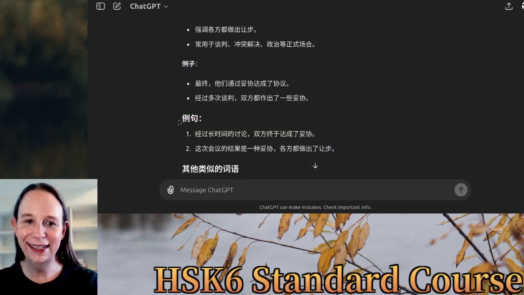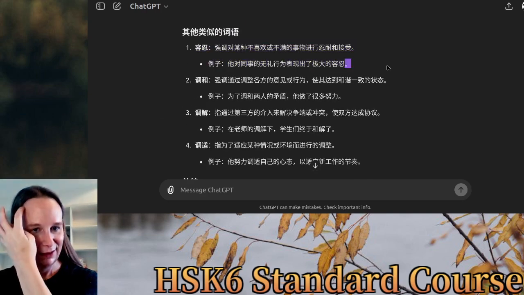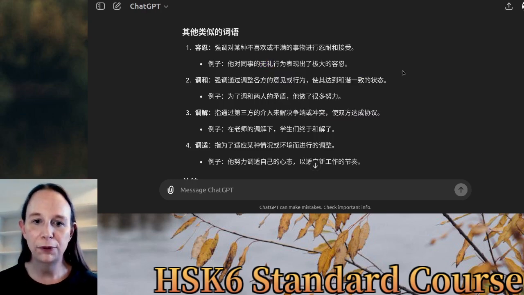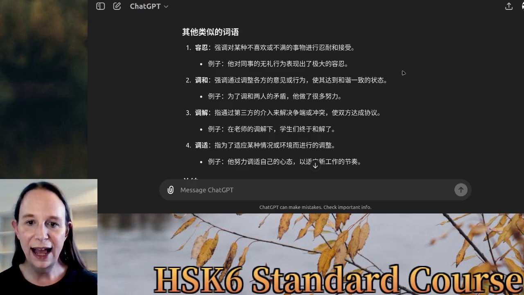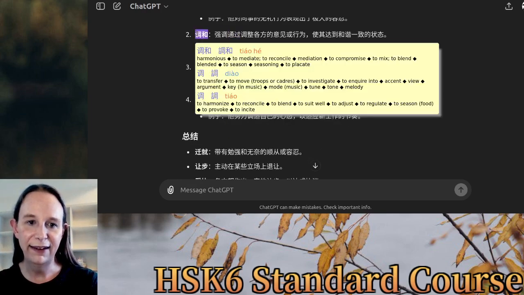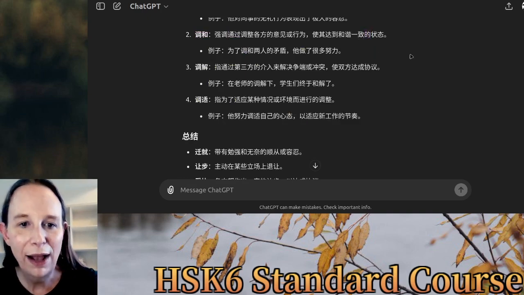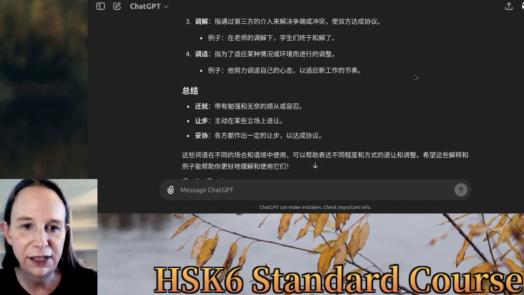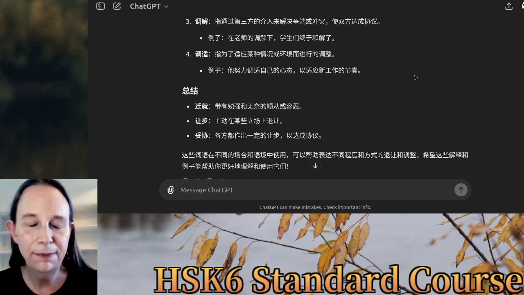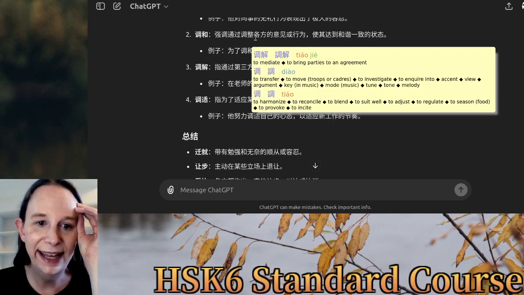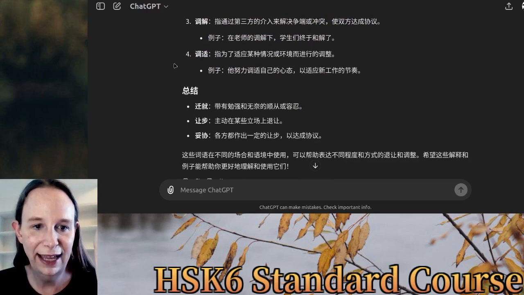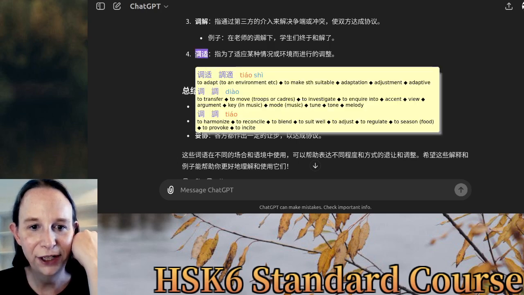I like how ChatGPT gets confused. 例子例句。Let's just read these ones. 他对同事的无理行为，表现出了极大的容忍。Oh, so it's looking at other words. 容忍 tolerance. 调和 mediate, right? Mediate, among other meanings. 为了调和两人的矛盾，他做了很多努力。还有这个，在老师的调解下，学生们终于和解了。Yeah, so 调解 this is also mediate 调和. I think in this context you can interchange them. 和解 so reconcile.